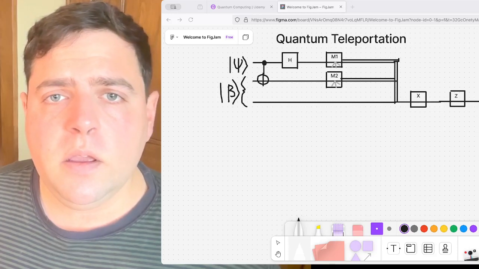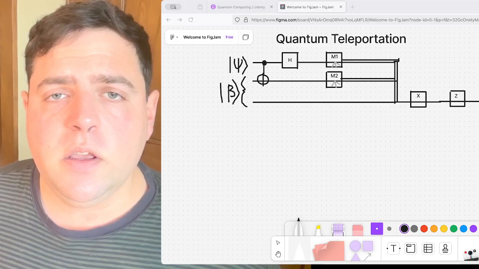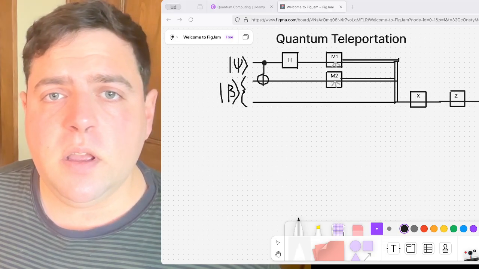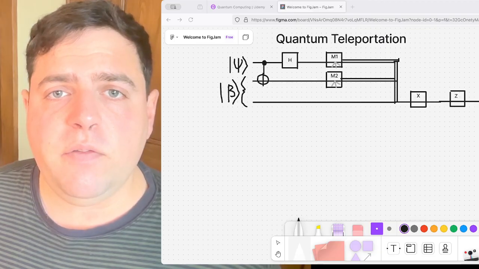Welcome, everyone. Today we're going to be doing quantum teleportation, the famous quantum teleportation. So, what is quantum teleportation? Well, the first thing it's not is teleportation. It's kind of more like the inverse of what we did with superdense coding.